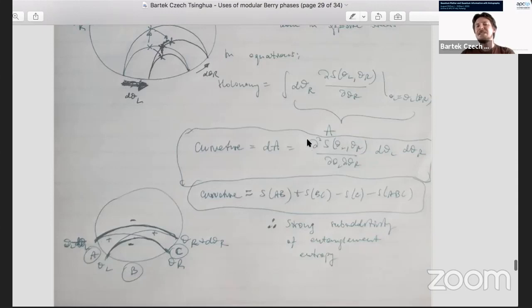That means if you discretize this second derivative, the curvature is equal to S, the entanglement entropy, for the region AB, that's the length of this geodesic, plus S of BC, that's the length of this geodesic, minus S of ABC, which is the length of this geodesic, and minus S of B, the length of just the smallest interior geodesic. This should have been a B here. If you look at this formula, there is something really special about it.